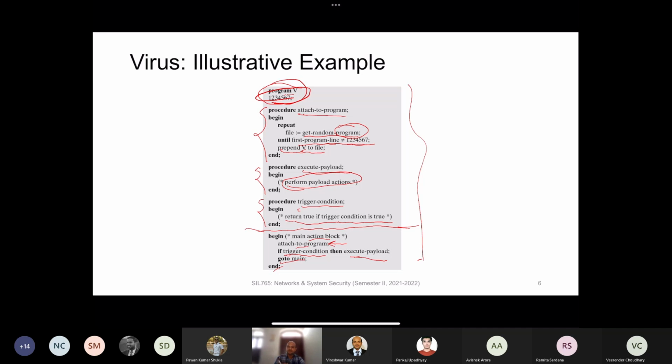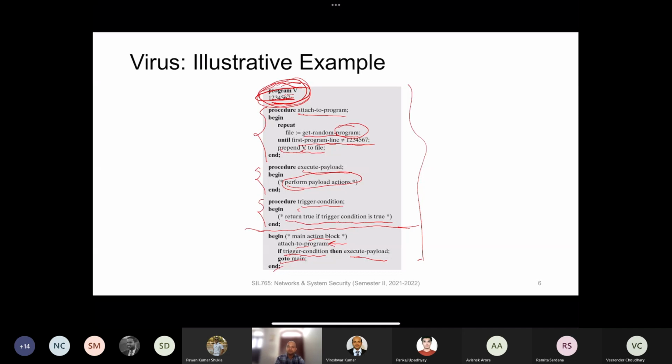When the virus has to check whether a target program has already been infected or not, it will look at the first line of that program, and if it sees that, okay, I have already infected this program, then I don't need to do anything. Let's just move to another program and see if it is infected or not. But if it finds that the first line of the program does not contain this random sequence, whatever the random sequence here is, then it means that this program has not been infected.